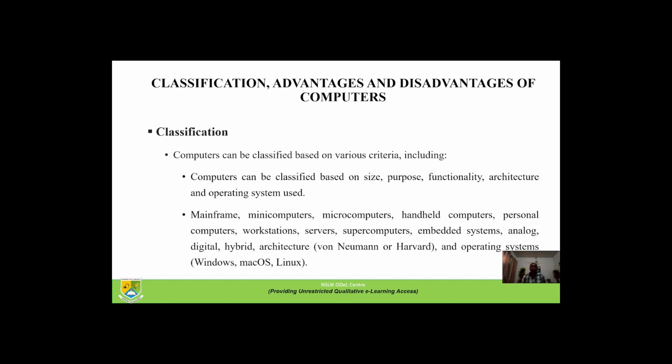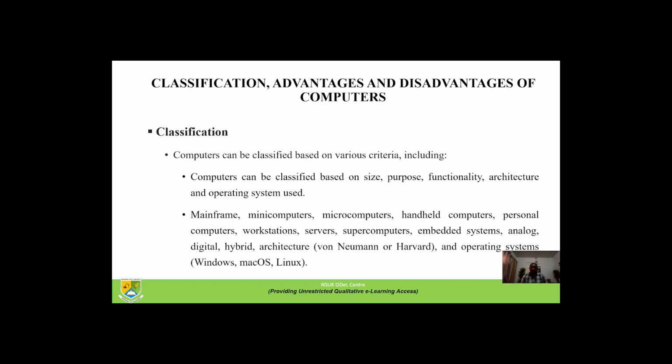Classification, advantages and disadvantages of computers. So for the classifications, computers can be classified based on various criteria, which include size, purpose, functionality, architecture, and the operating system they use. In terms of size, they can take the form of supercomputers, mainframes, minicomputers, microcomputers, handheld devices, personal computers, workstations, servers, and embedded systems.